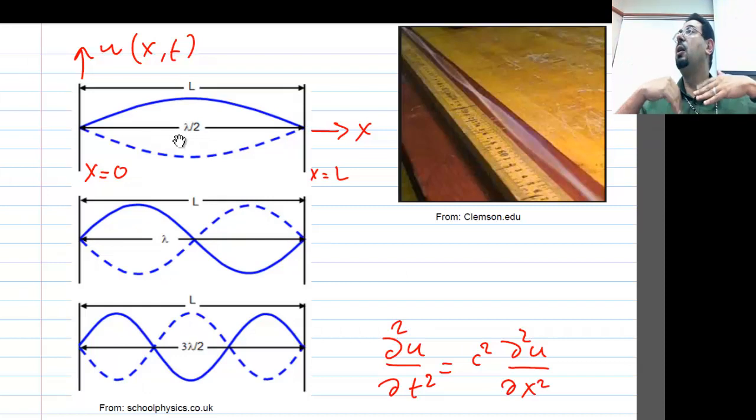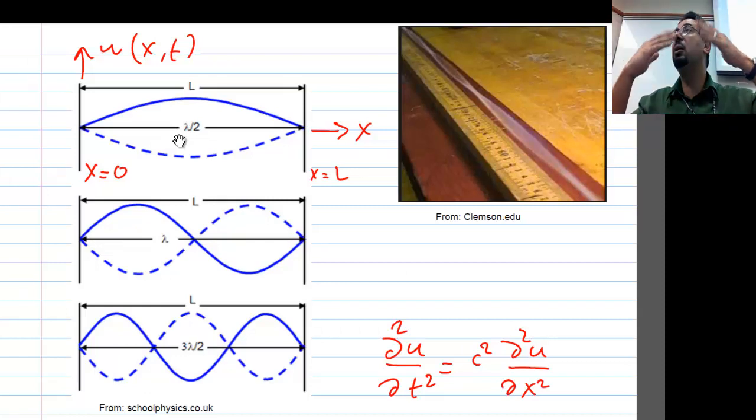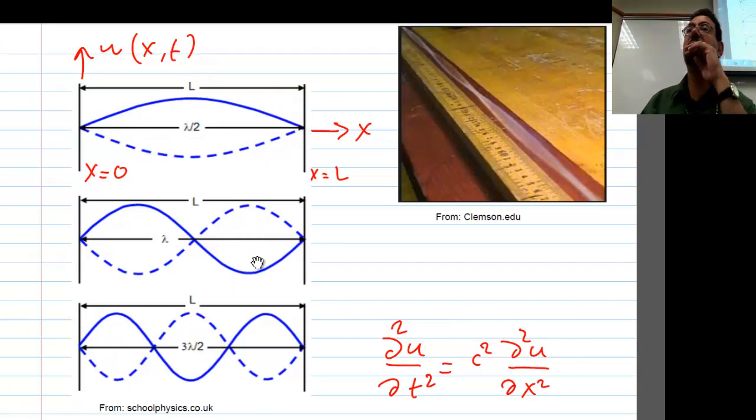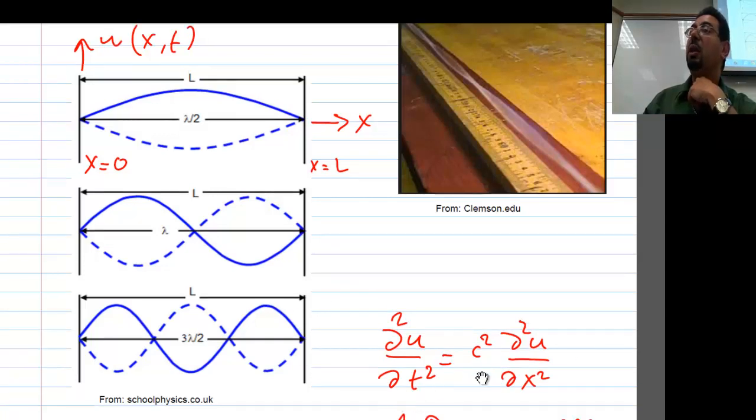We want to track it as a function of time. Will it keep vibrating forever? Will it vibrate and eventually die? And where will it vibrate? Will it vibrate like this or this or this? So the solution will be U of x and t. And that's the equation, the wave equation. He will prove to us why it's like this in a second. It's second order in t and second order in x.